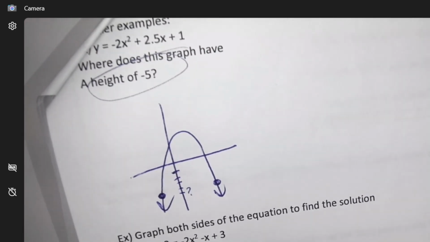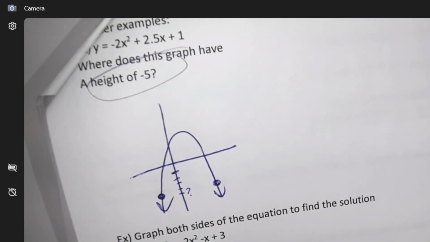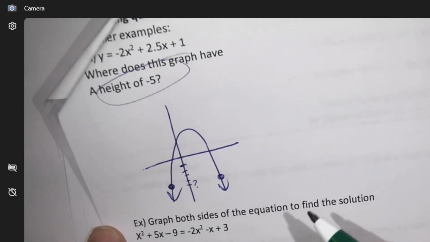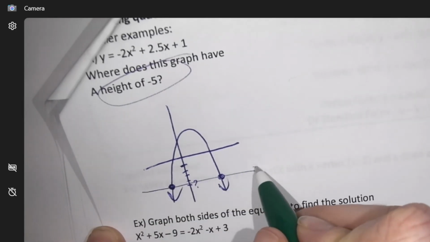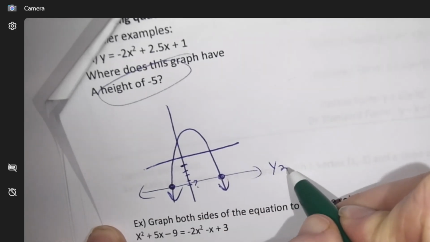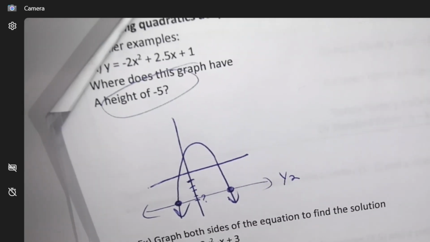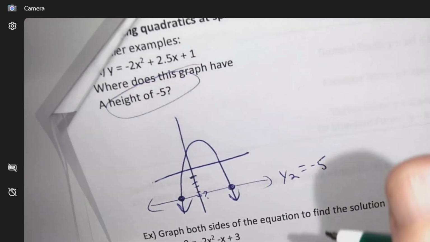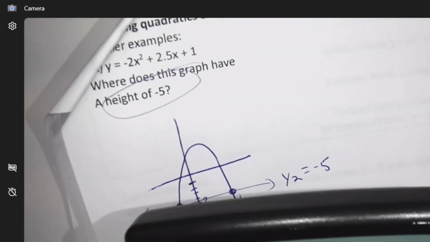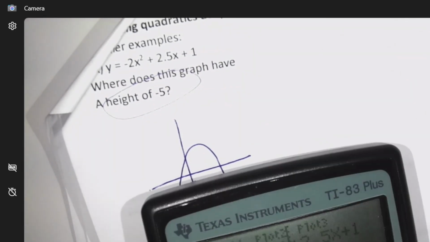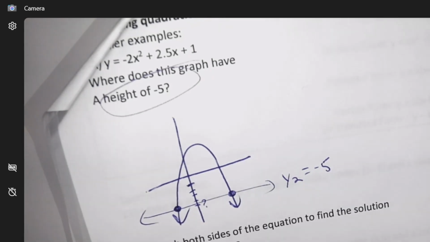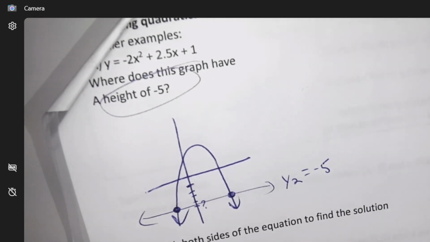Okay, so what is the strategy? We've done this over and over again. How do you put a height in? Do you remember? You do a y2. So I need you to give me a y2 of -5.